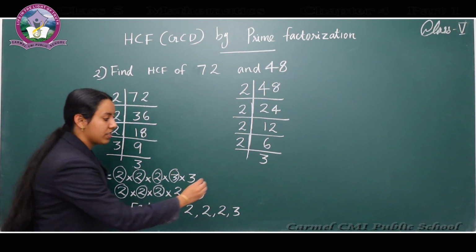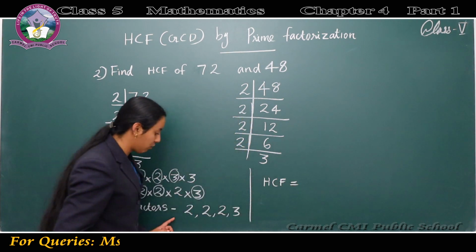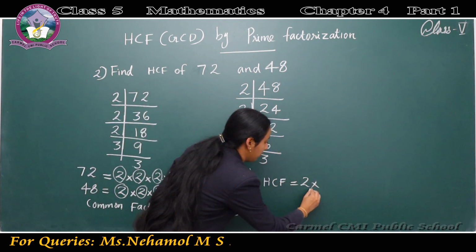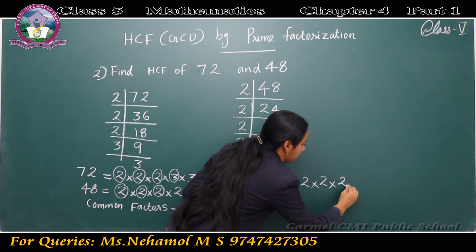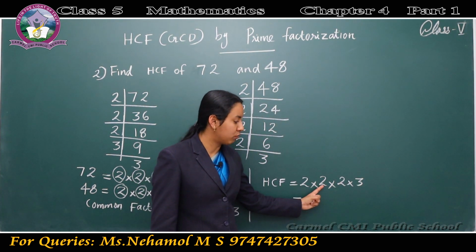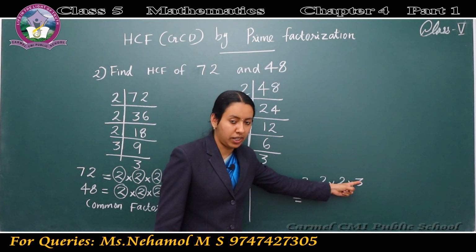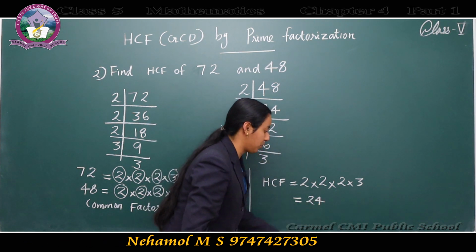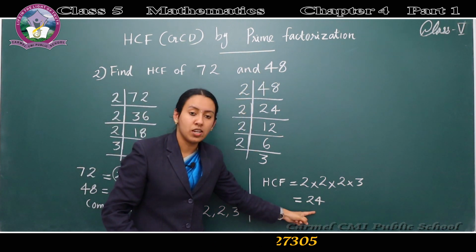Then HCF is equal to product of common factors. We have to multiply the common factors. 2 into 2 into 2 into 3. 2 into 2, 4. 4 into 2, 8. 8 into 3. 8 3s are 24. So HCF is 24. HCF of 72 and 48 is 24.